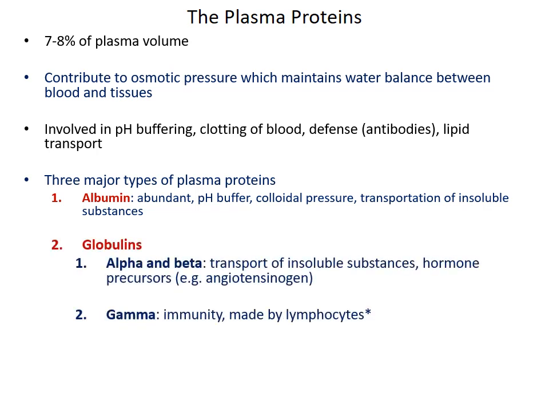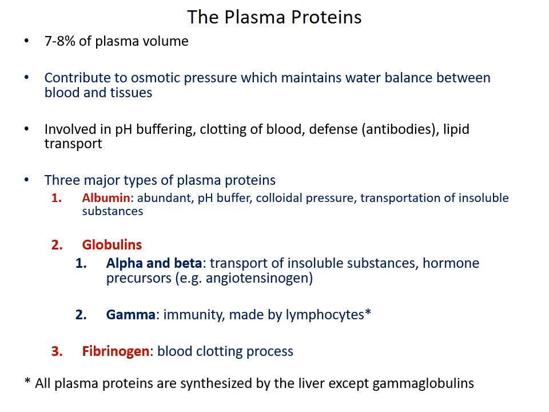Then you can see globulin, which has alpha and beta globulin, which will be transporting insoluble substances and also the hormone precursors. One example is angiotensinogen. Then you can see the gamma globulins, which are providing the immunity, which are made by the lymphocytes. Fibrinogen is another plasma protein which will be contributing to the blood clotting process.